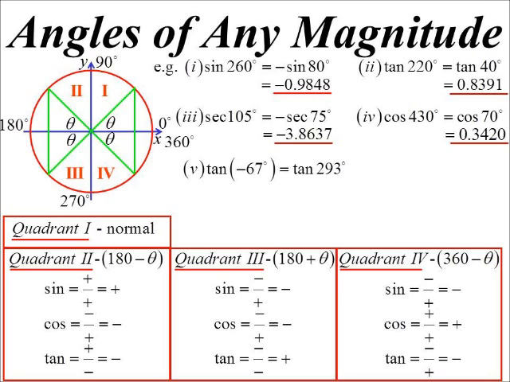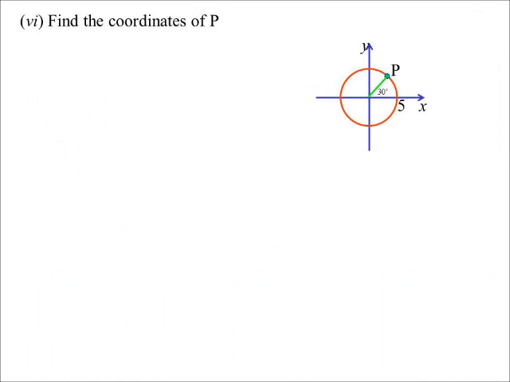Negative? What's going on? Tan of negative 67. All negative 67 means is we're starting at 0. Instead of going around anti-clockwise, we're going around clockwise. So 67 degrees in the clockwise direction would be the same as going 293 degrees in the anti-clockwise direction. So tan 293, that's negative, and the acute angle, surprise, surprise, is 67. 2.3559.